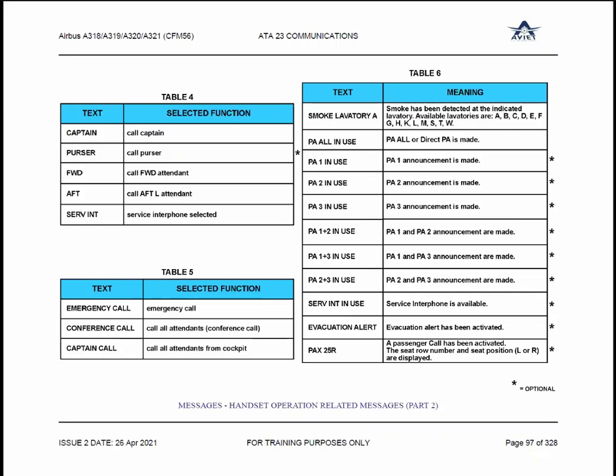So what will happen in this case? Any one of the cabin crew picks up the handset and this call will reset, because it is not dedicated to forward or aft. It can go to forward, it can go to aft. So when any cabin crew picks up, the call will reset and they will establish communication with the handset. Clear, sir?